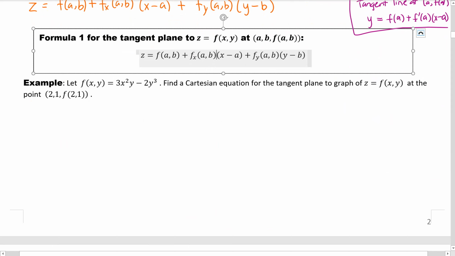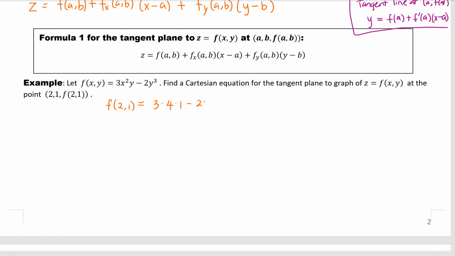So, let's look at the following example. Let f of xy equal this function. Find the Cartesian equation for the tangent plane to the graph at the point. Okay, let's see. So what is f of 2, 1? We plug in x is 2, 2 squared is 4, y is 1, so 1 cubed is 1. 3 times 4 is 12, minus 2 is 10. Okay, so this is the function value at that point.